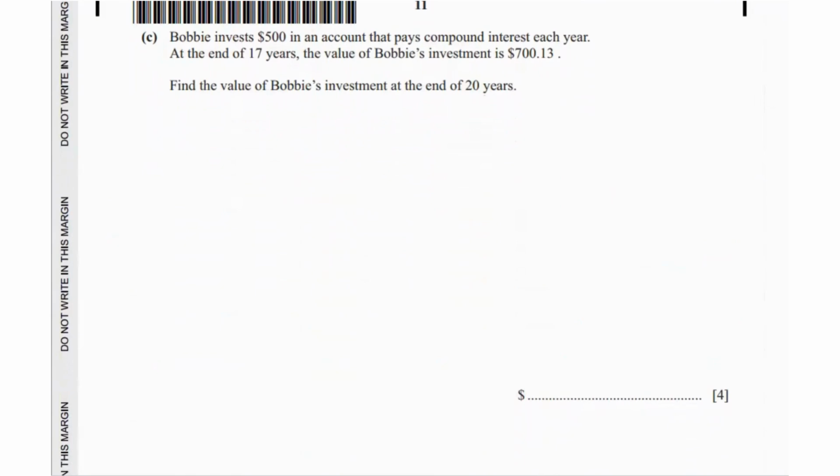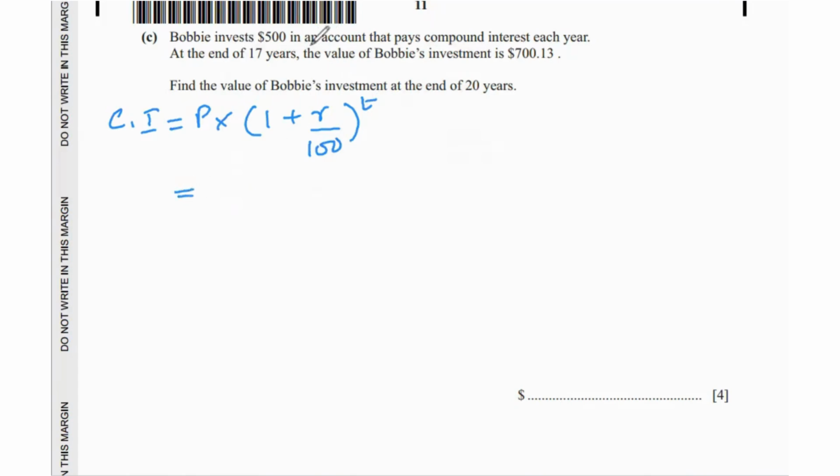Then it says Bobby invests $500 in an account that pays compound interest each year. At the end of 17 years, the value of Bobby's investment is $700.13. Find the value of Bobby's investment at the end of 20 years. So now we're talking about compound interest. So our compound interest formula is principal amount times 1 plus r over 100 to the power of t.